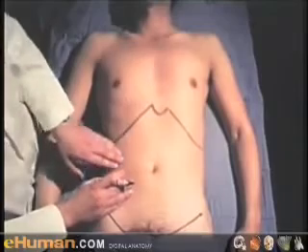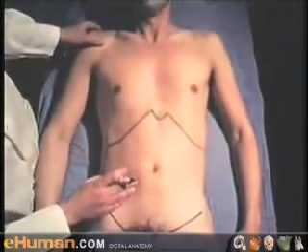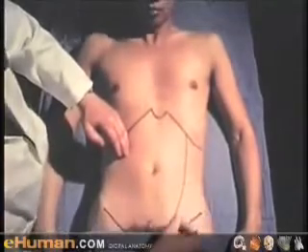Now, if we ask this patient to gently raise his shoulders without using his arms, we can make out the lateral margin of the rectus abdominis muscle, and I'll just indicate that in this fashion.